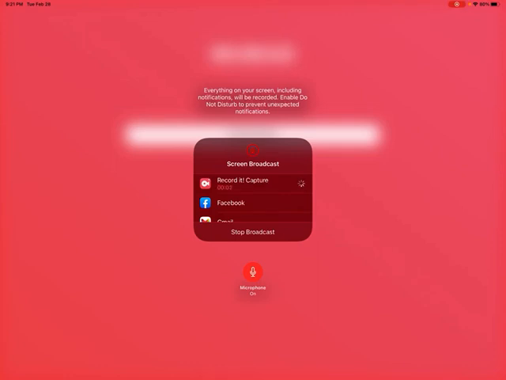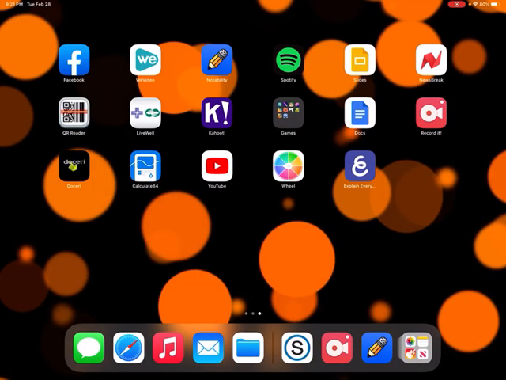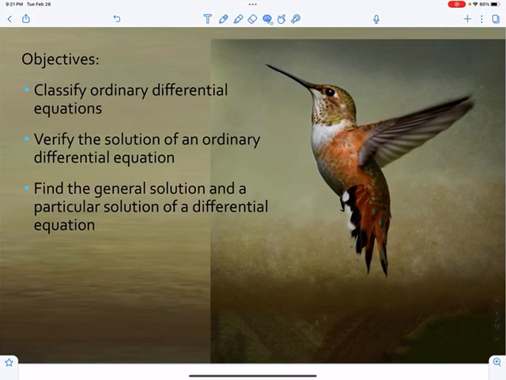Okay, so hello. Starting Unit 7, we are going to talk about differential equations. And I will continuously use this idea of differential equations. I won't necessarily say the word ordinary, that's kind of unique to this textbook.